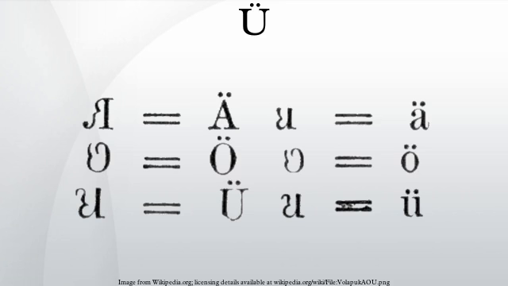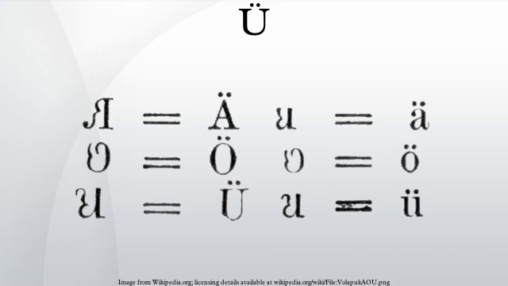Ü, or ü, is a character which typically represents a close front rounded vowel, [y]. It is classified as a separate letter in several extended Latin alphabets, or alternatively as the letter U with an umlaut or diaeresis in Catalan, Estonian, Galician, German, Hungarian, Occitan and Spanish.